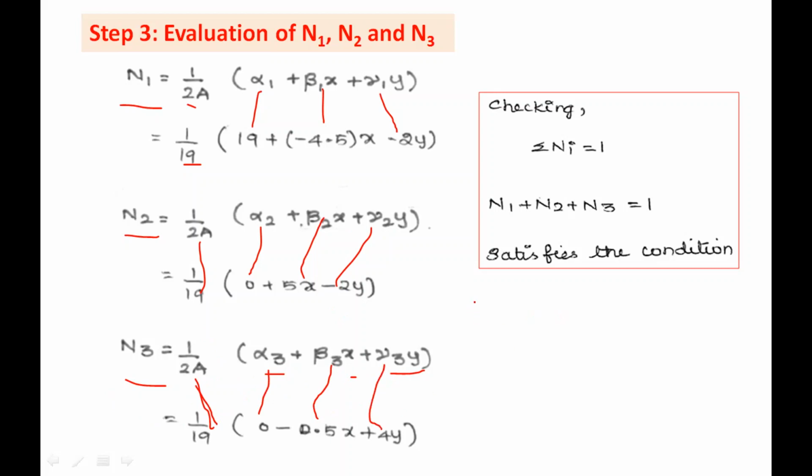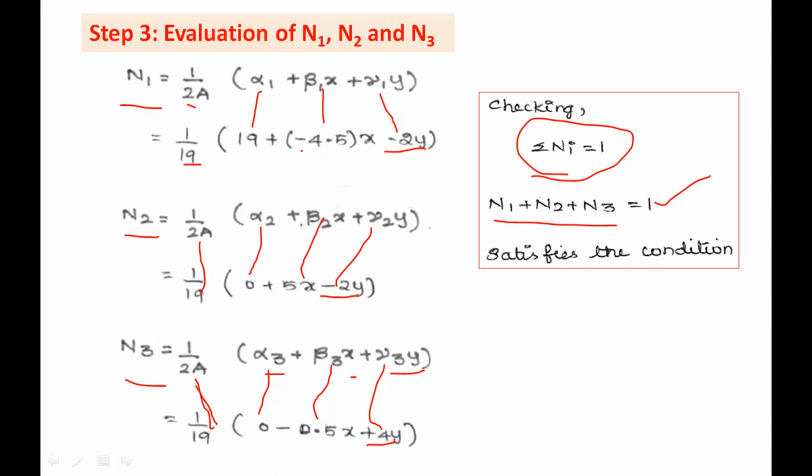Now we have found out this N1, N2, N3. We can apply this property for checking purpose: the sum of the three shape functions will be equal to 1. When you add these, first you take the coefficient of y: minus 2, here minus 2, minus 4, here plus 4. So it will be cancelled.